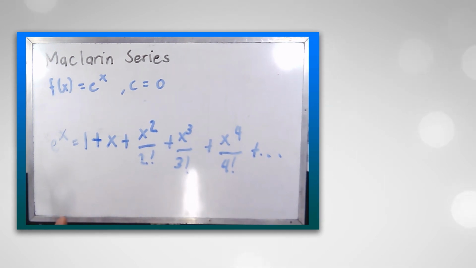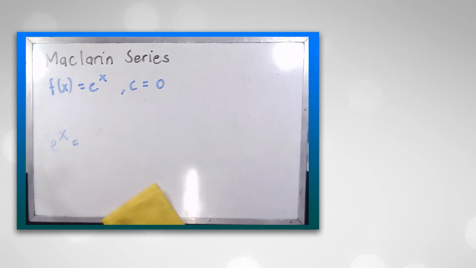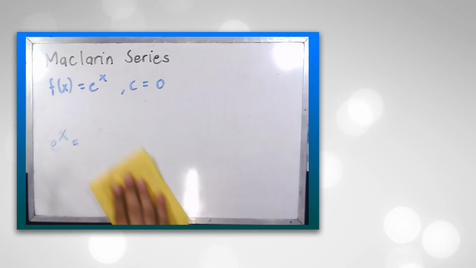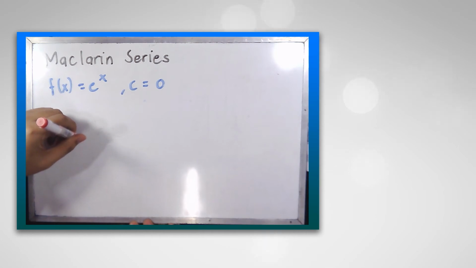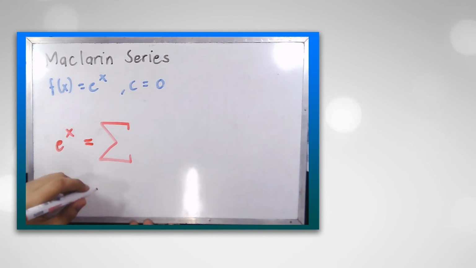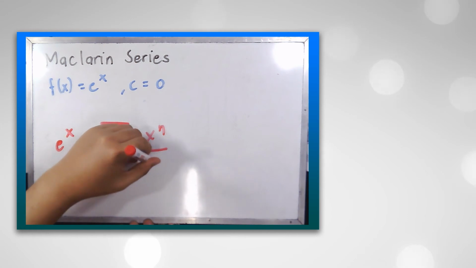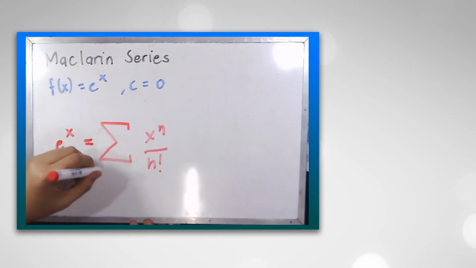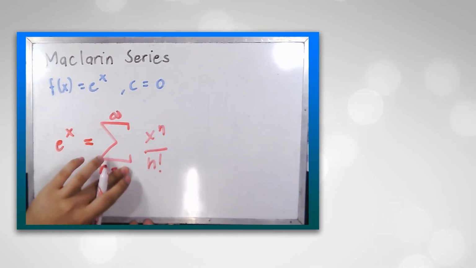If we're going to write this in closed form, this is what we'll get. e to the x is equal to the summation of x to the n over n factorial, n equals 0 to infinity.